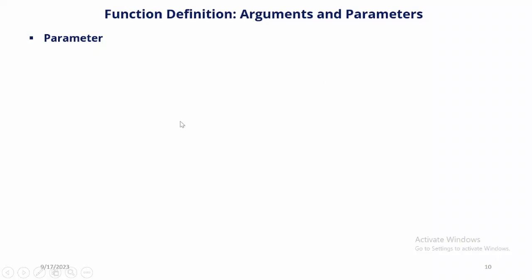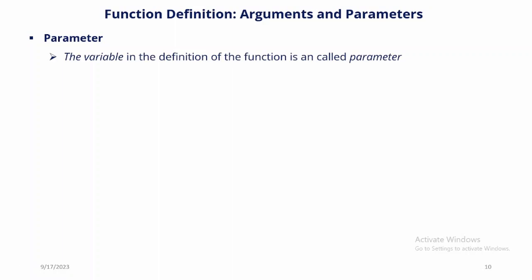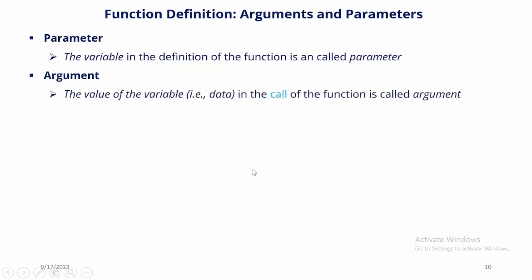So let's look at some things called arguments and parameters. The first function we saw did not have any parameter, which is what you find in the opening parenthesis. The variable definition of the function is called a parameter. That's when you actually define the function. When you use the def, that open and closed parenthesis, whatever you put inside it is what we call a parameter. On the other hand, an argument is the value of the variable in the call of the function.